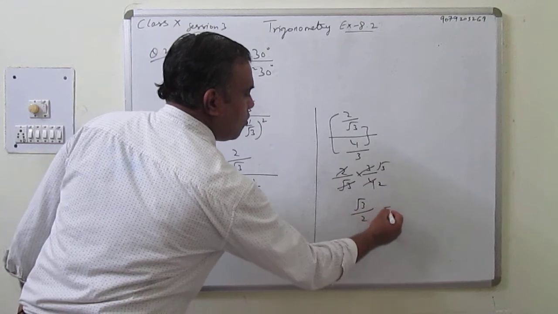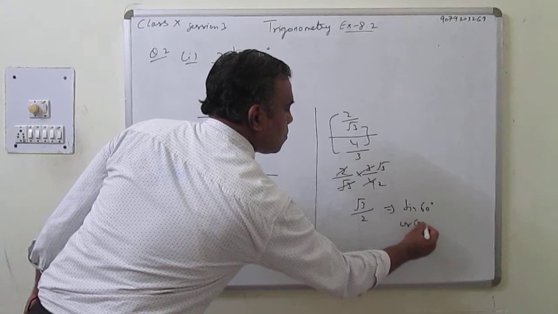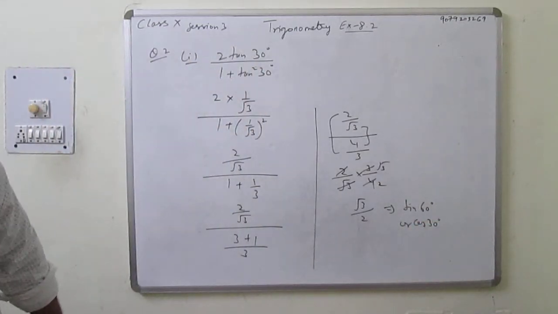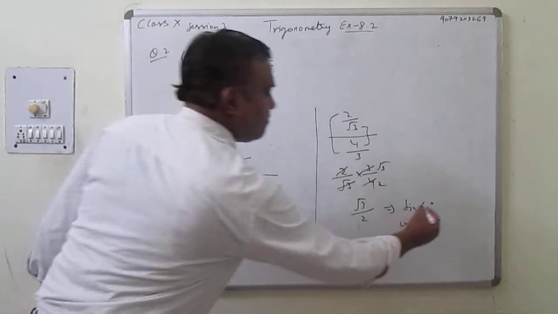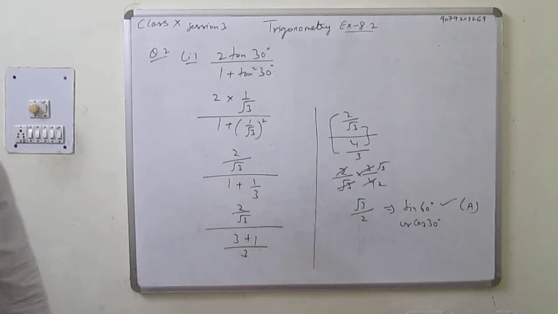So this is root 3 by 2. This is the value of either sin 60 or cos 30. See which option is available. It is sin 60, given to you in option A. Now I will take another part.